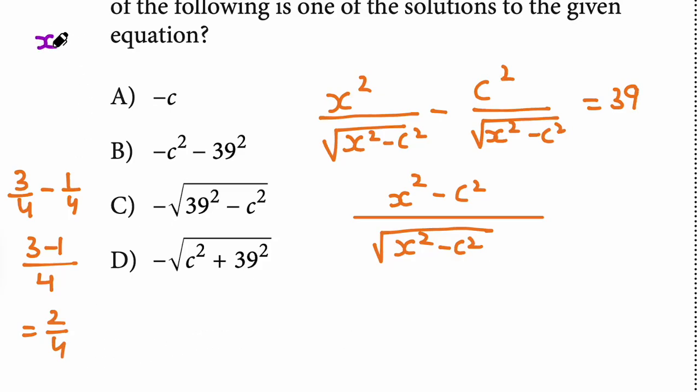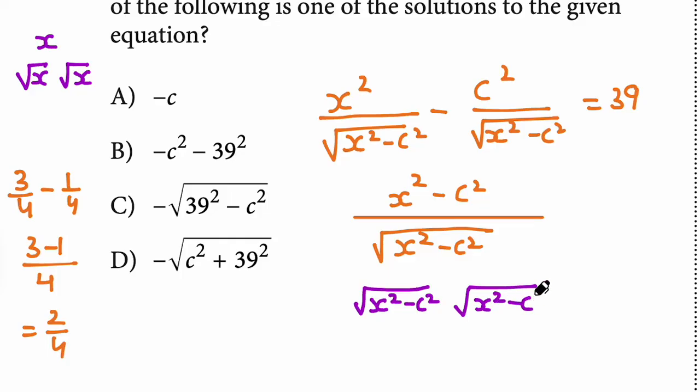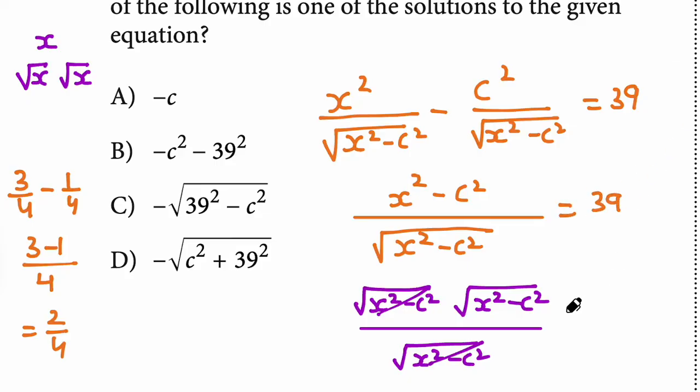Now let's come to the second property. Suppose you have x, right? Can you write it as root of x and root of x? Yes, this is the opposite, you can say, the property of exponents. Similarly, this x squared minus c squared can be written as square root of x squared minus c squared and square root of x squared minus c squared, and the denominator is as it is. Now you must have got the guess why I have done that, so that this can be cancelled, right? And this is equal to 39, so that will be as it is.